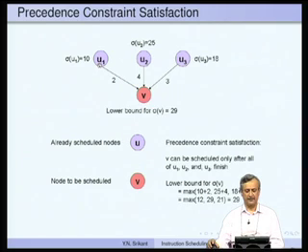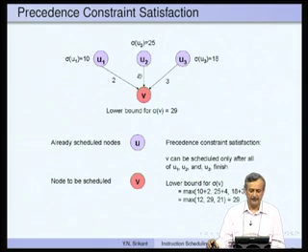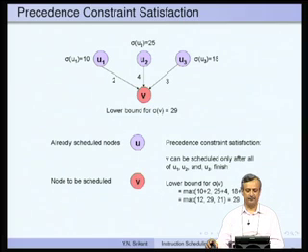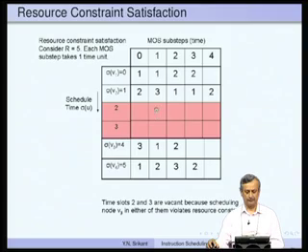Obviously, it will be the maximum of 10 plus 2, 25 plus 2 and 18 plus 3. So, that comes to 29. Okay. So, this is how the precedence constraint is satisfied, and the lower bound for sigma v is found.